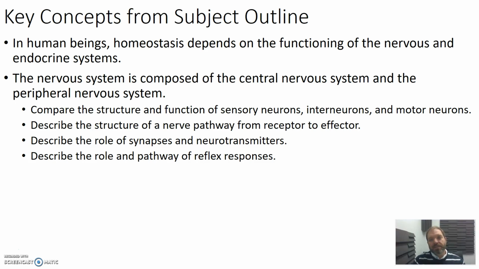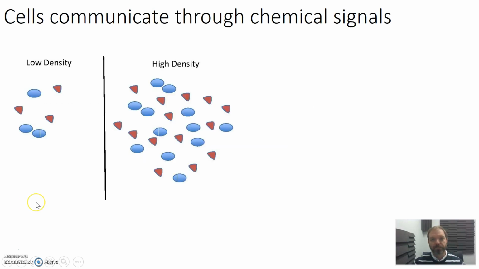So key concepts from the subject outline are really around how homeostasis depends on the functioning of both the nervous and the endocrine systems, and in particular how the nervous system is organized, how neurons work, and how they communicate with each other.